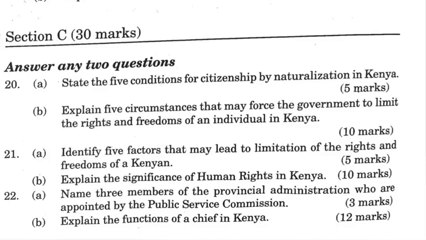6. He links the government and the people at the locational level. 7. He provides notifications of births and deaths to the government. 8. He alerts the government on outbreaks of diseases within the location. 9. The chief chairs the location's development committee meetings. Did you understand?